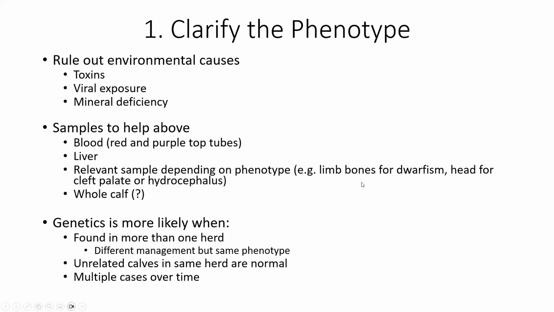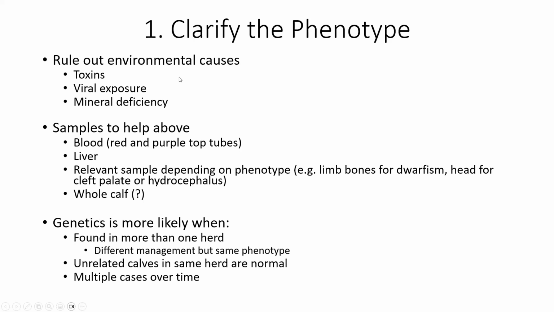So if we have dwarfism, Dr. Stefan likes to see limb bones. If we have cleft palate, getting the head, or hydrocephalus, obviously having the head is helpful. And he'll often get whole calves. So people will throw them in the freezer and then ship them to Dr. Stefan. So that generally doesn't screw up his ability to look at the calves and diagnose what might be going on. And also having the calf itself frozen, or any piece of tissue, is helpful for me because I can get DNA from that to investigate in the future.